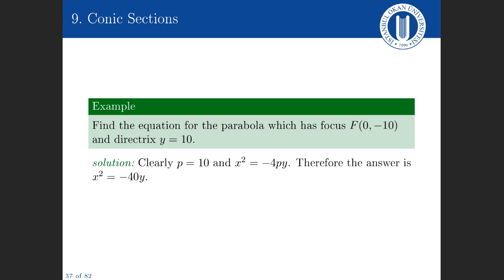Or we can go the other way. Let's suppose we're told the focus and we're told the directrix, and we're asked to find the equation for the parabola. We're told that the focus is at (0, minus 10). So straight away we can say therefore p is equal to 10. And looking at the pictures, you see we must have the equation x squared is minus 4py. So the answer to this question must be x squared is equal to minus 40y.